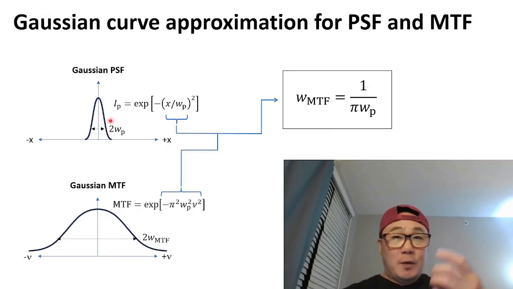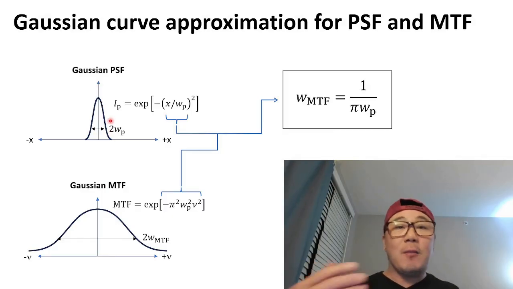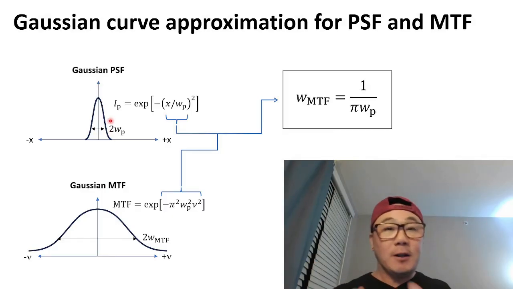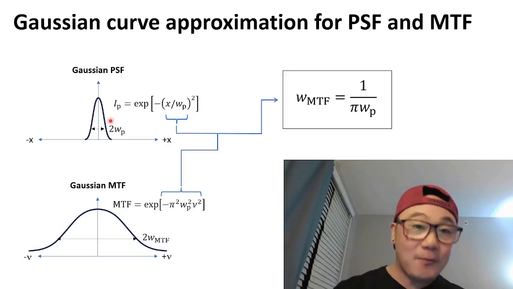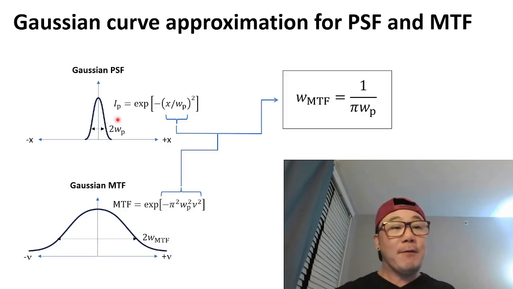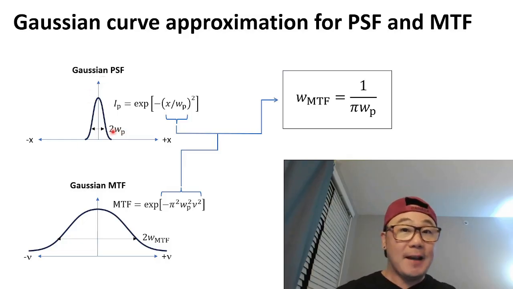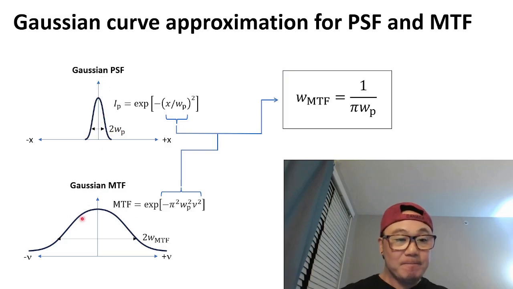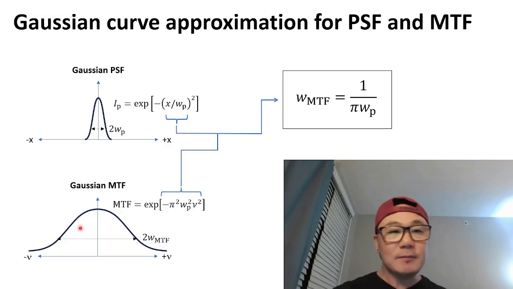And the MTF is the normalized modulus of the optical transfer function, which is the Fourier transform of the point spread function. So if you take a Gaussian approximation to the point spread function, the Fourier transform of a Gaussian is a Gaussian, which is this right here. Okay, just ignore the other half.